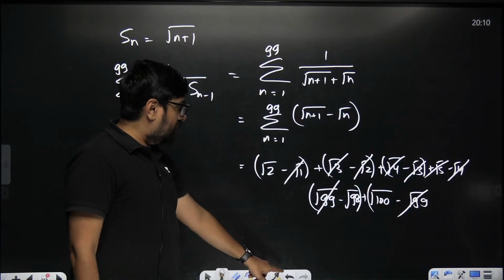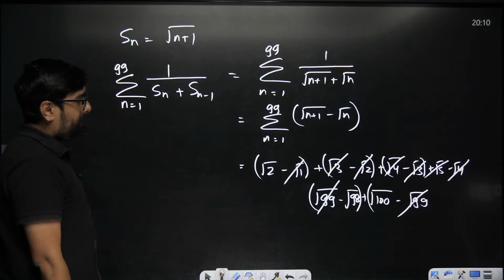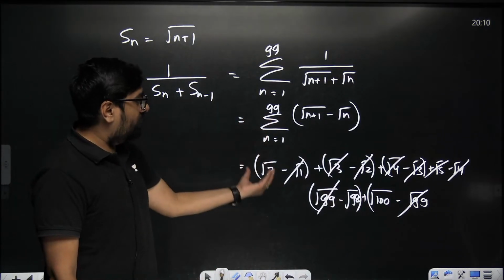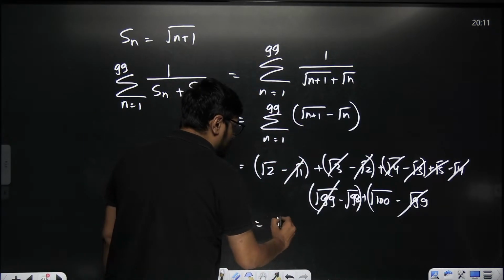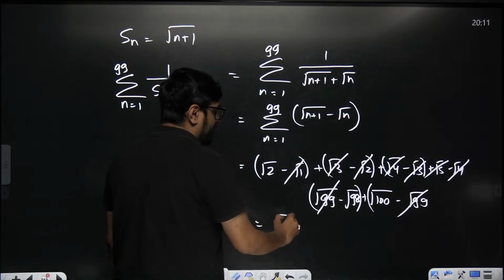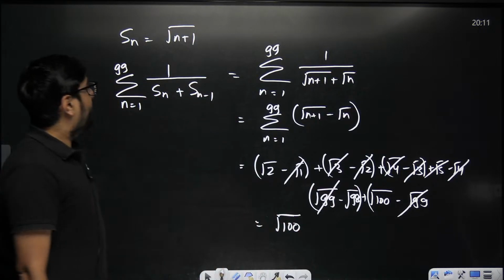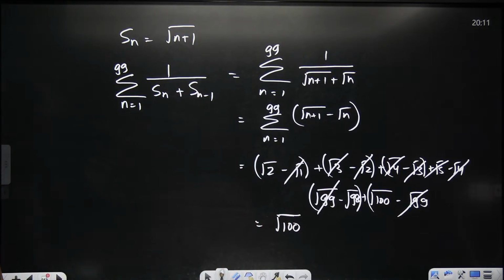Alright, only square root 100 will remain. All the terms will get cancelled because obviously square root n plus 1 is going to remain. So that means we already know the answer. Square root of 100 is remaining. Rest everything is getting cancelled.